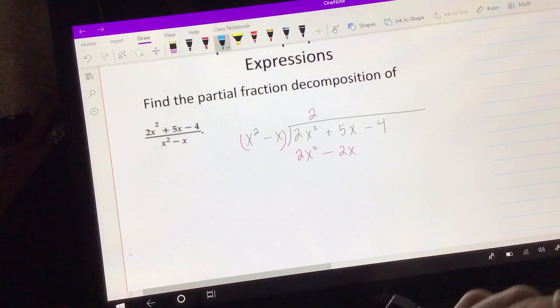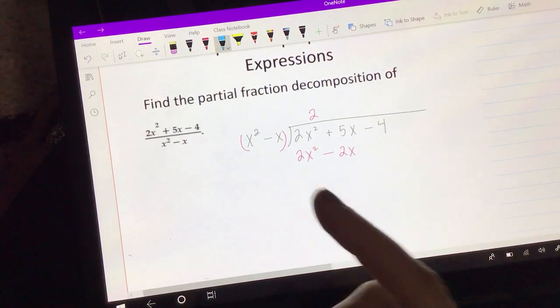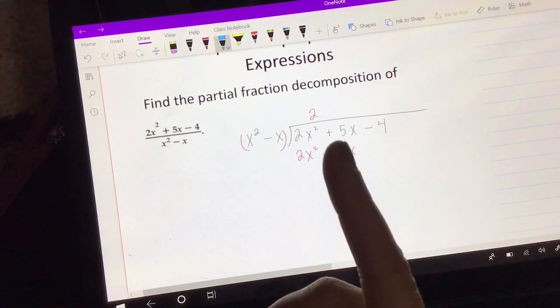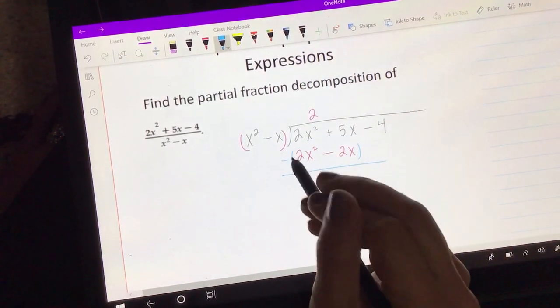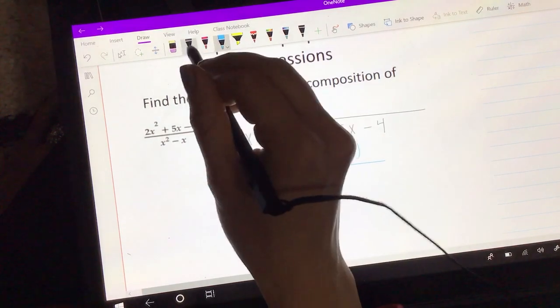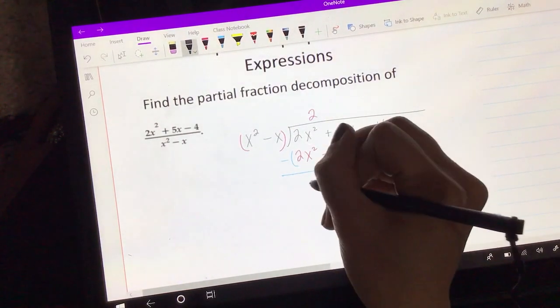Remember, our steps are divide, multiply, subtract, bring down. So we divided, we multiplied. Next step is subtract. You need to make sure you subtract the entire thing. So when we do 2x squared minus 2x squared, that gives us 0.